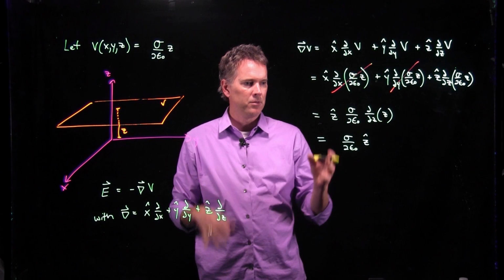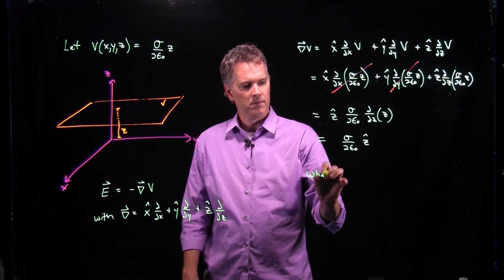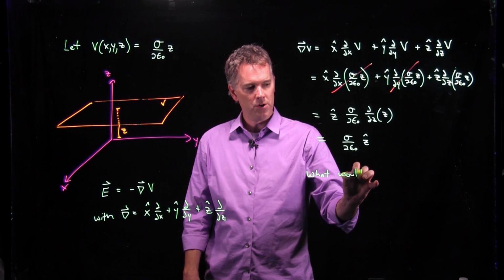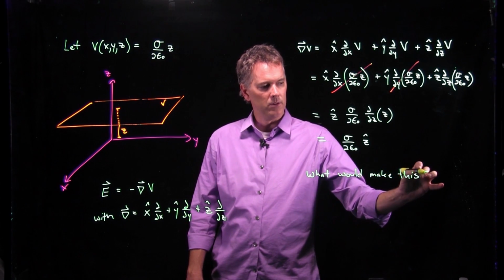What could possibly make an electric field like that? What sort of charge distribution would make this electric field?